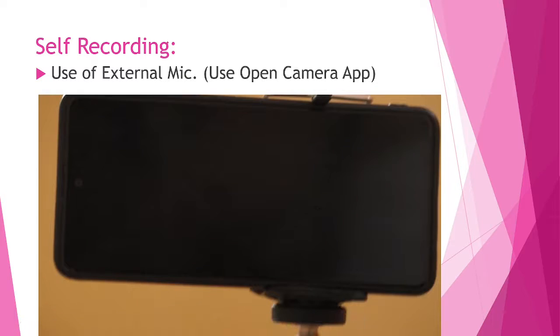So this is how you can use an external mic in your smartphone. Take a note that you should use this open camera app. If you use the default camera app that is there in your smartphones, that will not record the audio through the external mic, because the default camera app generally does not support the external mic.